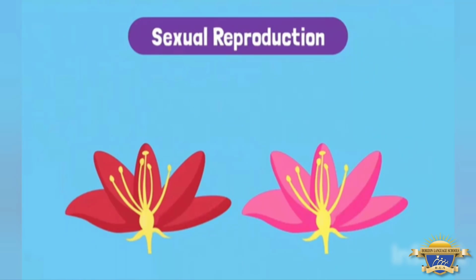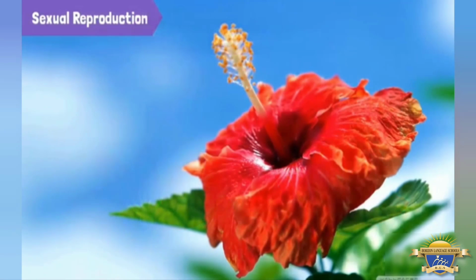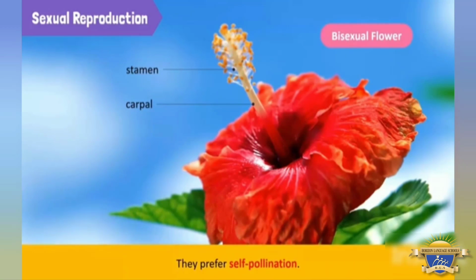Sexual reproduction starts with pollination, which is the transfer of pollen grains from the anther to the stigma of a flower. The male gametes of a flower are carried in pollen grains, and the female gametes are carried in ovules. Most flowers have both male and female parts in one flower. Such flowers are called bisexual. They prefer self-pollination.